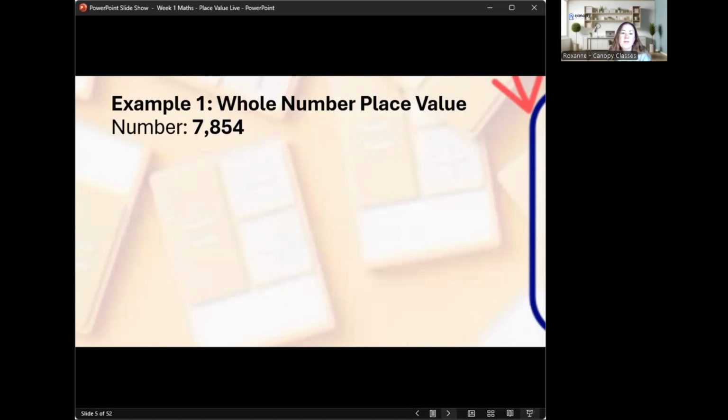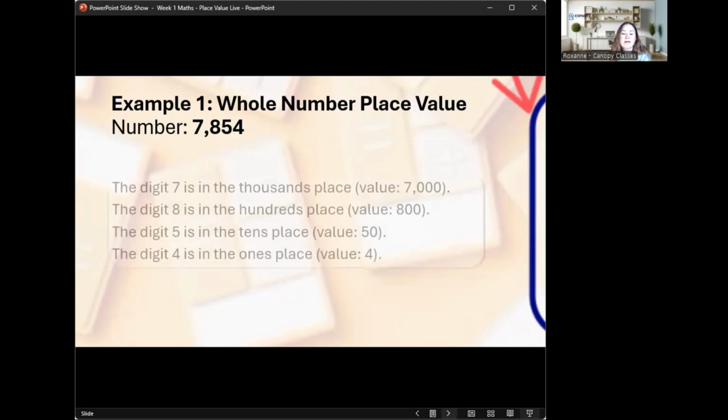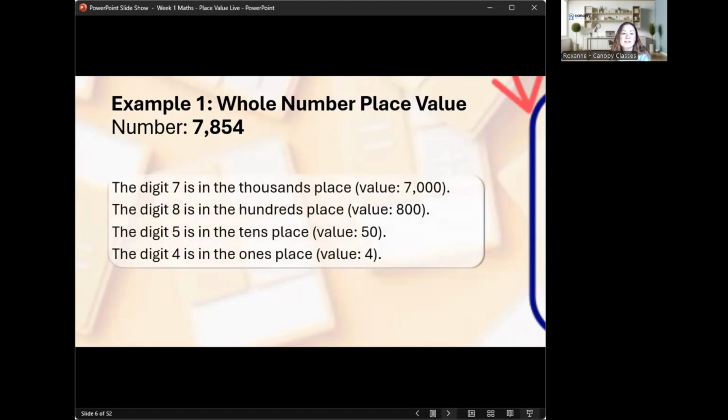So here's our first example. We've got 7,854. Sometimes in an exam, you might be asked to give the place value of any one of those numbers. So let's have a look at the breakdown. The digit 7, the first one on the left-hand side, is in the position of 1,000. From the right-hand side, we go units, tens, hundreds, thousands. So the 7, the fourth one, is thousands. 8 is in the hundreds place, so it's worth 800. 5 is in the tens place, so it's worth 50. And the one in the units or ones place is the 4, so that's just worth 4.